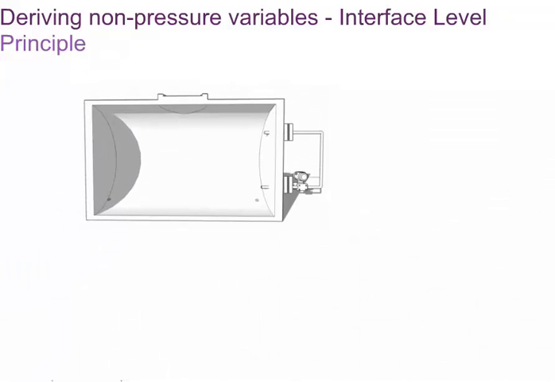Interface level measurement is measuring the position of an interface between two separated liquids, such as oil and water. It can be applied either in open or closed tanks or with clean or dirty fluids. It is measured using a differential pressure transmitter.